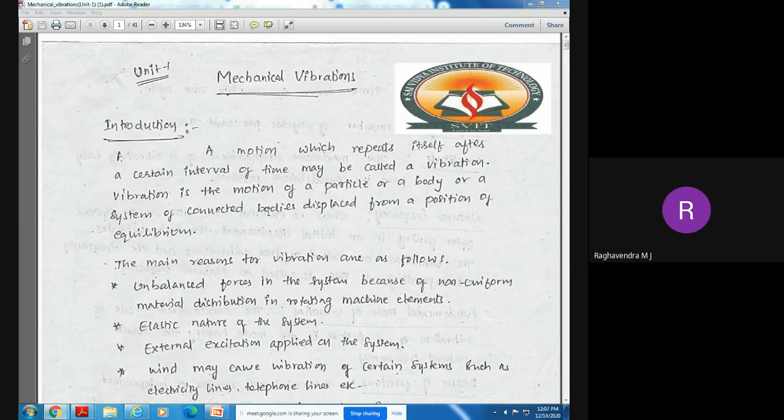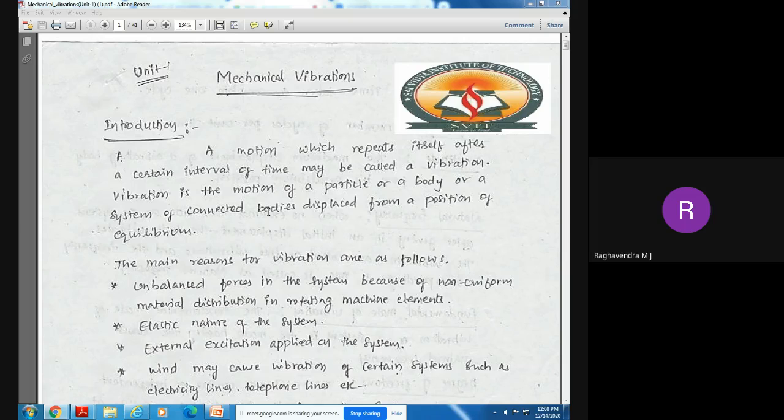A motion which repeats itself after a certain interval of time may be called a vibration, or the to and fro motion of a body about a mean position is called a vibration. For example, if you take a simple pendulum, it will oscillate about a mean position. The to and fro motion of a pendulum about the mean position is the best example for free vibration. What is free vibration?